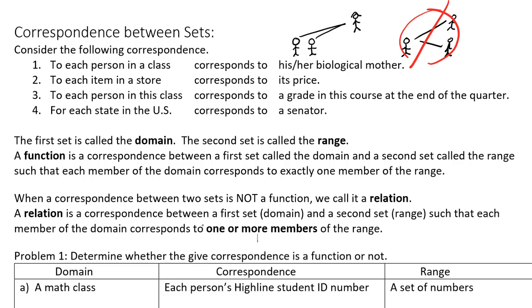Okay? To each item in a store corresponds its price. So usually there are not two different prices for the same item in a store. To each person in this class corresponds a grade in the course at the end of the quarter, etc., etc.